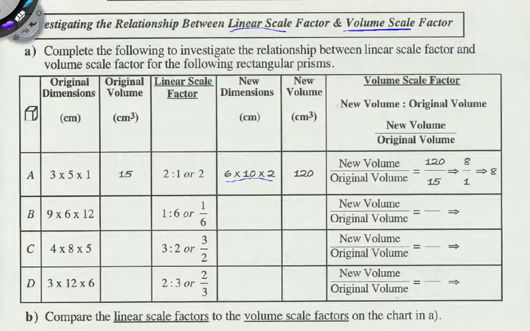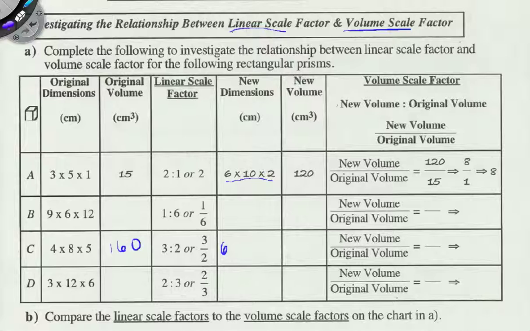Let's go down and just try this one, for example. We have scale dimensions of 4, 8, and 5. So the original volume would be 4 times 8 is 32, times 5, that's 160. Now what if we apply a scale factor of 3 to 2? That will mean we multiply by 3 and divide by 2. So 4 times 3 is 12, divided by 2 is 6.